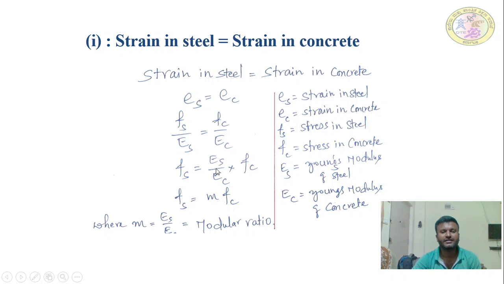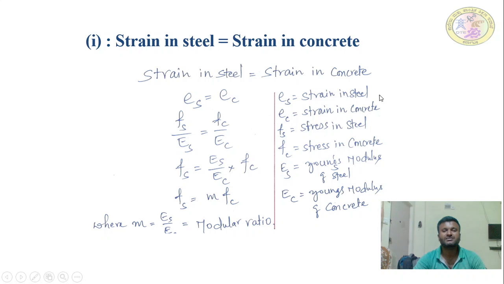Es by Ec, we are calling it M, and Fs is equal to M into Fc. We have one term, M is equal to Es by Ec, which is the modulus of elasticity of steel to the modulus of elasticity of concrete, and this is called the modular ratio.